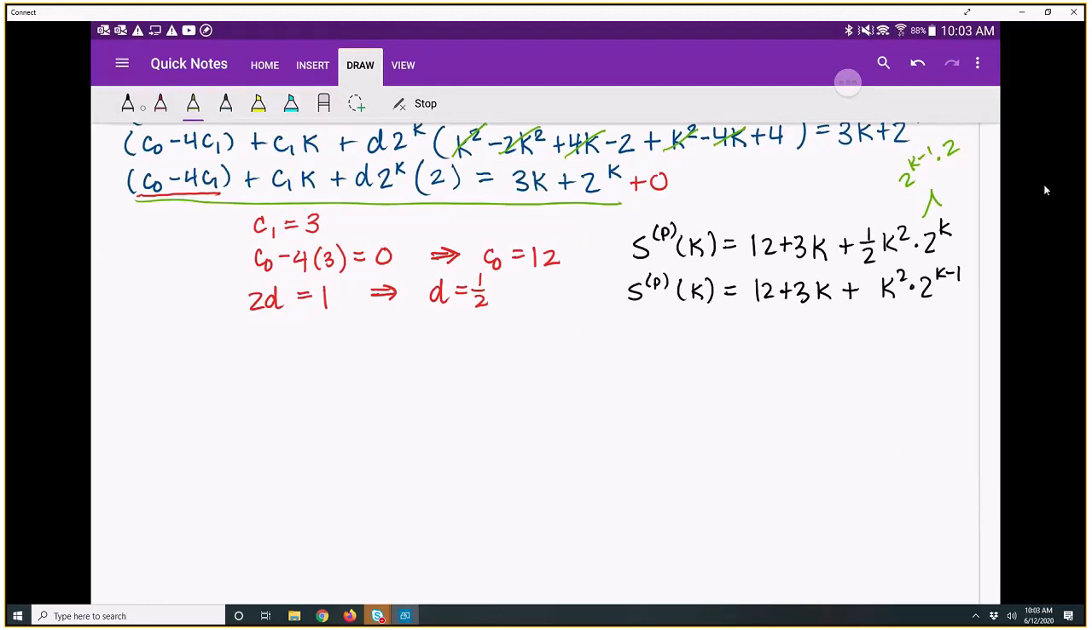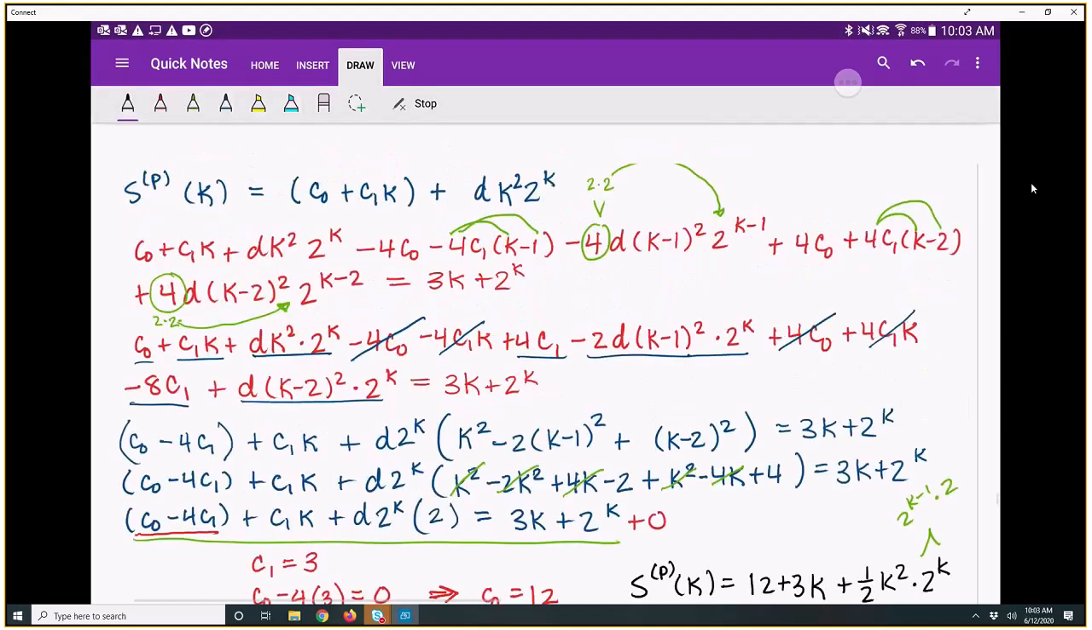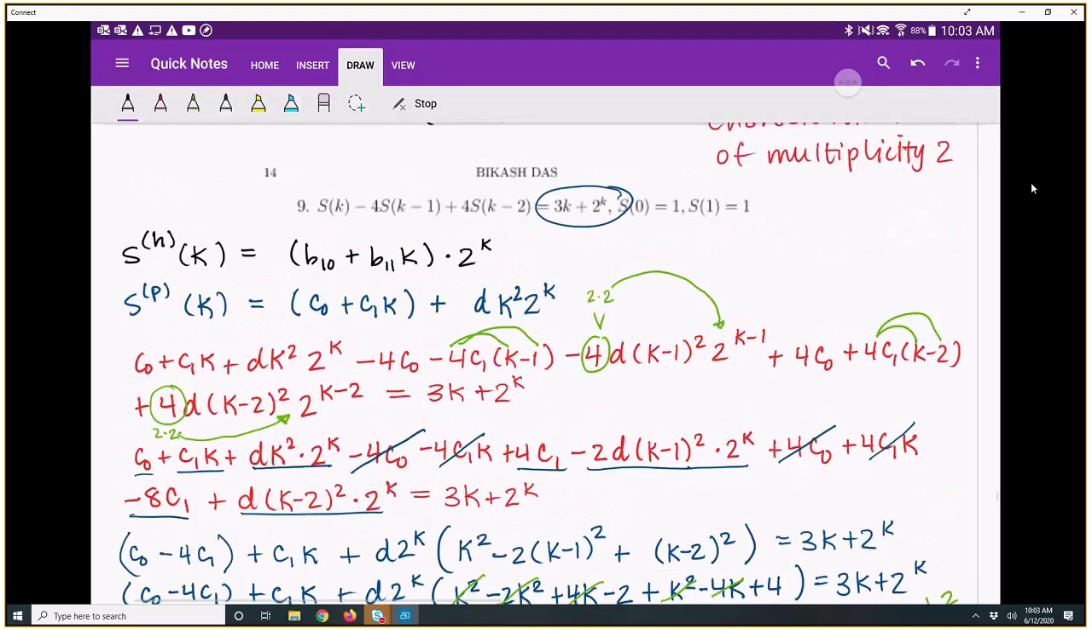Okay, so now I have my particular solution. I know my homogeneous solution from before. I'm going to want to write them together. So the solution to the recurrence relation is S of k equal to the homogeneous solution plus the particular solution. And that was B10 plus B11k. Here's my homogeneous solution.